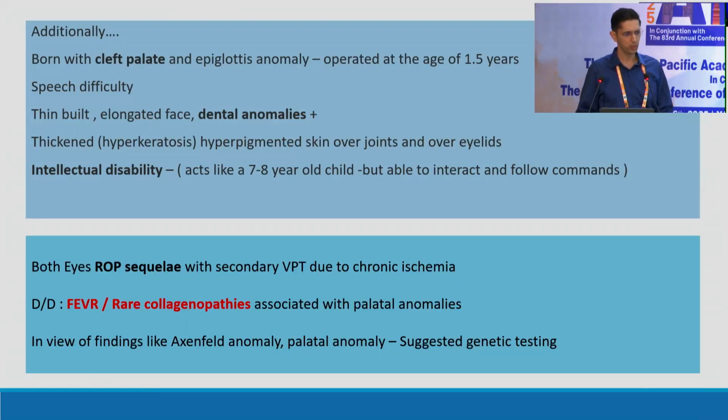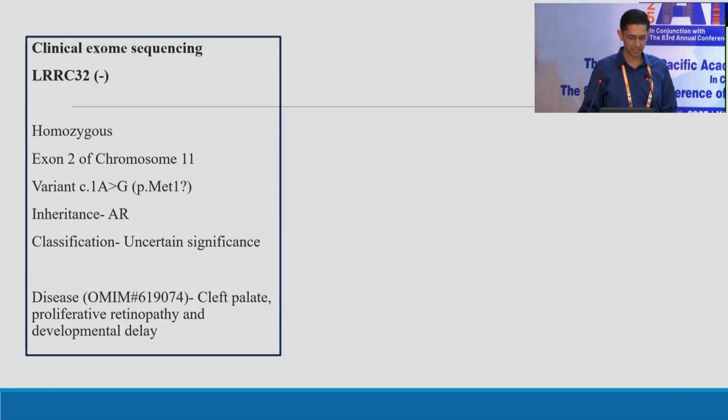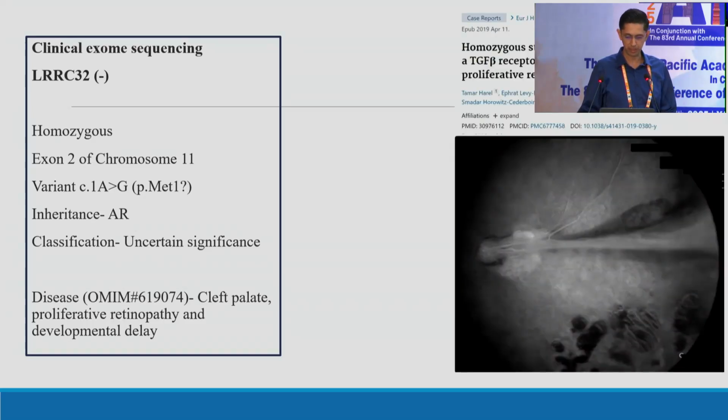So we were not just looking at a ROP sequelae here, although there was a history of prematurity. Because of these features combined, it did not make sense in terms of prematurity. So we did genetic testing, and we found an LRRC32 mutation, which is a TGF beta receptor gene coding mutation. And this, to our surprise, was reported to have an exact picture in the previous literature in terms of proliferative retinopathy and systemic features similar to what we saw.